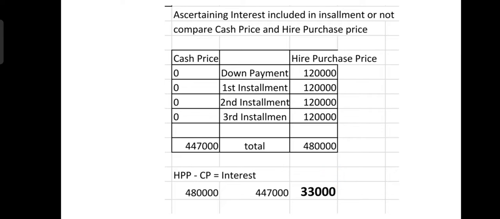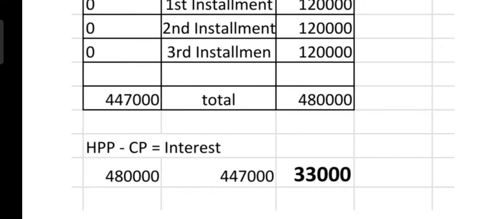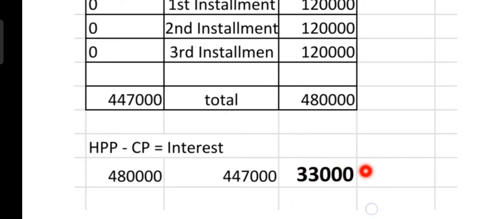So the excess amount paid, that is 33,000, is the total extra amount paid, which we are going to call interest. How are we going to calculate that? Hire purchase price minus cash price equals interest. Hire purchase price is 4,80,000 and cash price is 4,47,000. So 4,80,000 minus 4,47,000, this extra amount we paid, that is the interest.